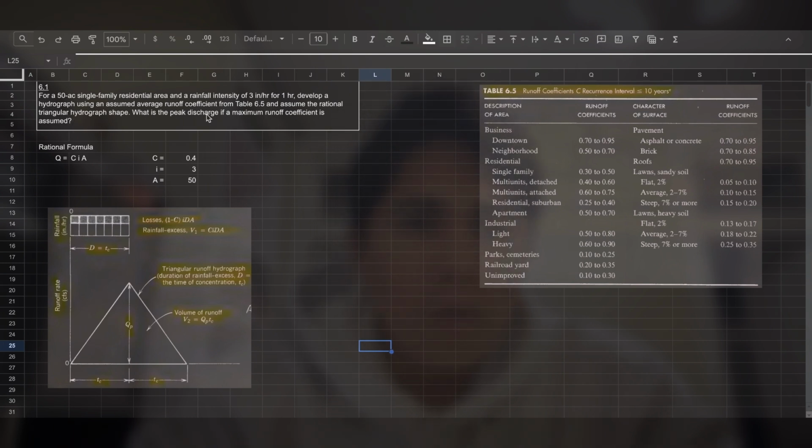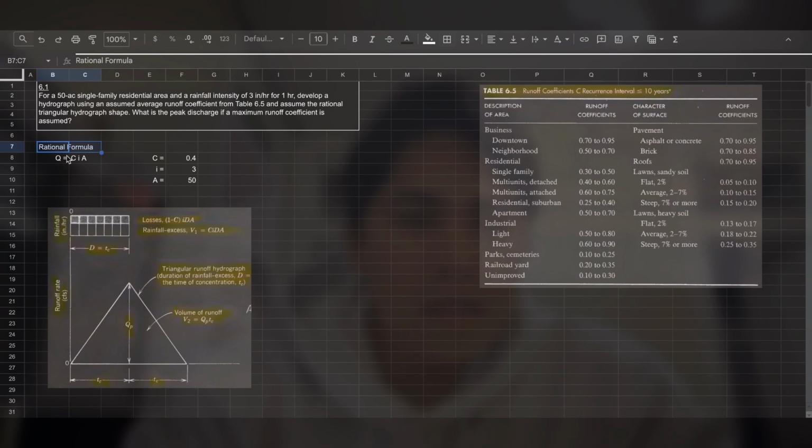So for this problem we are going to use the rational formula, or the rational method. Now, this method is actually widely used. In my experience, and I'm a student, but I've done internships, in one of my internships I saw that developers would submit their stormwater reports, and they would use the rational method to develop the peak flow. So even though it's very simple, it's widely used in the professional field.